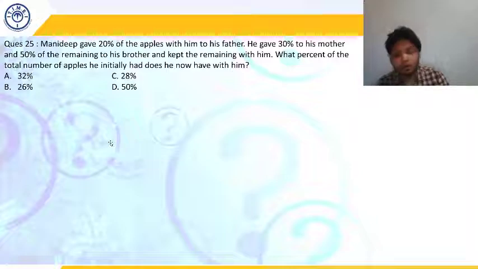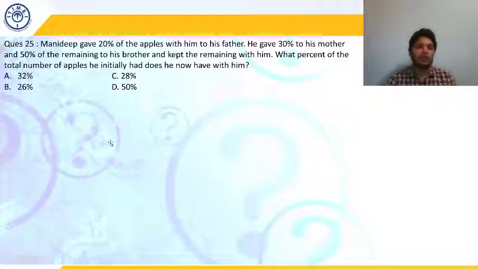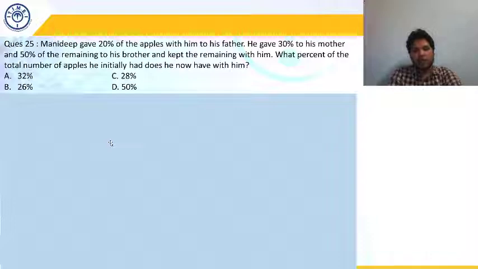This is question number 25 of your handout. What does this question say? Manideep gave 20% of the apples with him to his father. He gave 30% to his mother and 50% of the remaining to his brother and kept the remaining with him. What percentage of the total number of apples he initially had does he now have with him? That is the question being asked. So let's start solving this question.